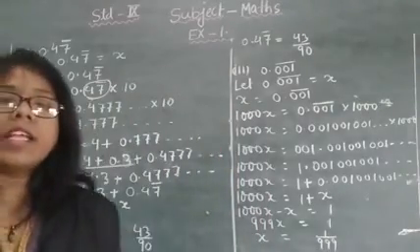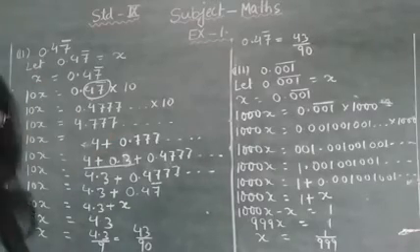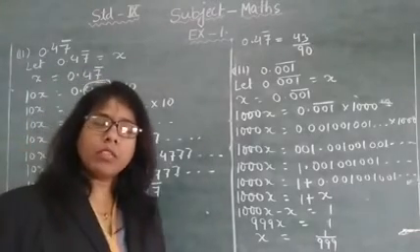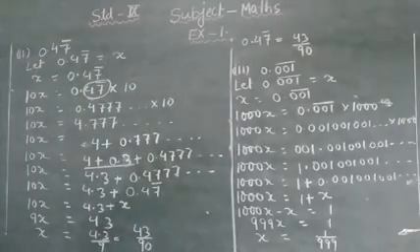So this is the decimal expansion. It is given in decimal form and we have to convert this into fractional form, a rational number. I hope you all understood.